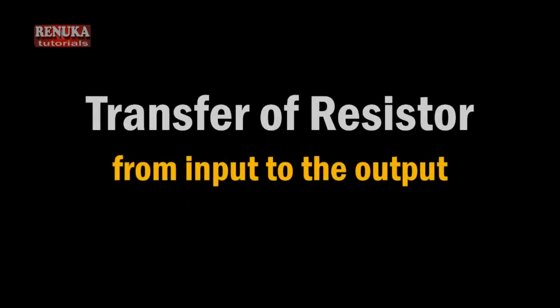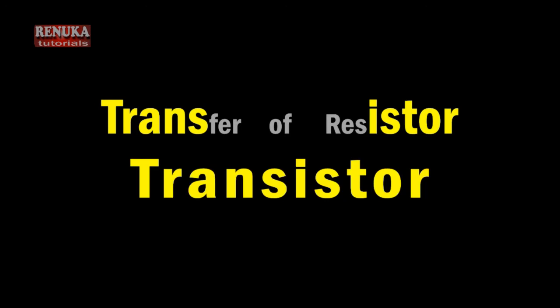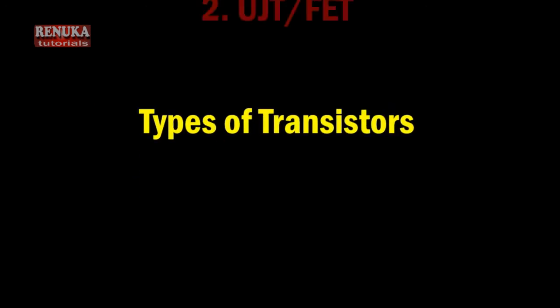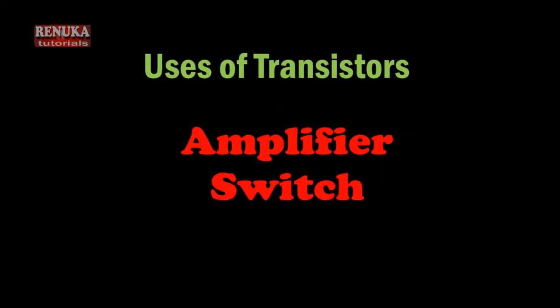The transistor's name is derived from the fact that it offers the transfer of resistance. So from the words trans and resistor, it is combinedly known as transistor. There are two main types of transistor, called the bipolar junction transistor and the unipolar junction transistor or field effect transistor. The transistor can be used as an amplifier or as a switch. So let us move forward to learn about the transistor.